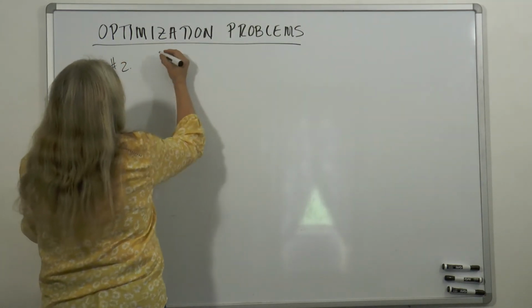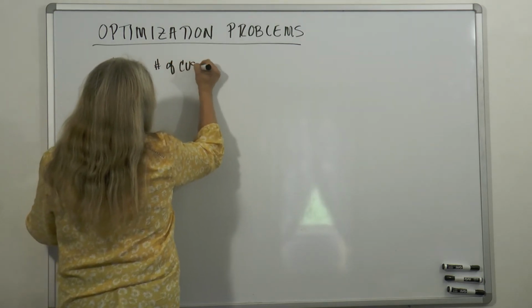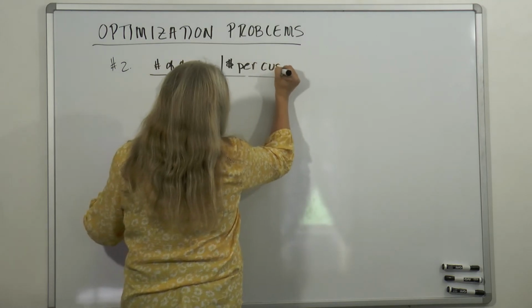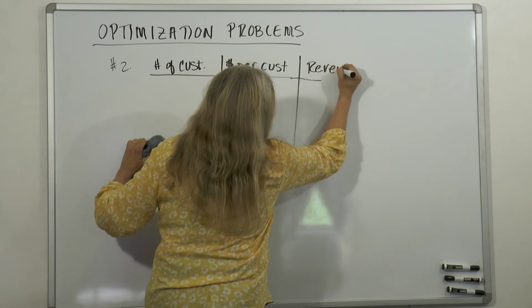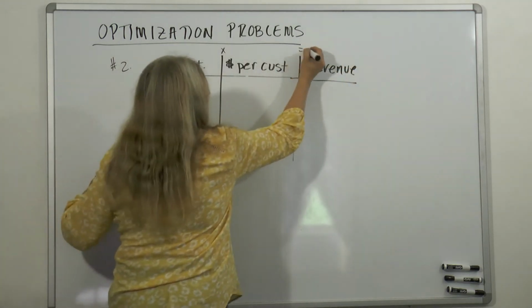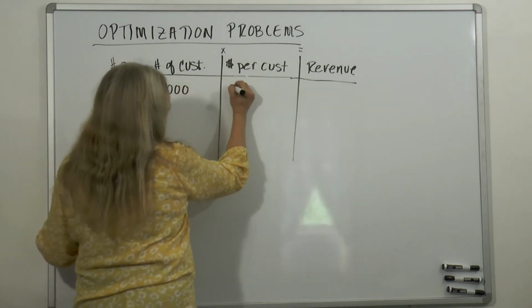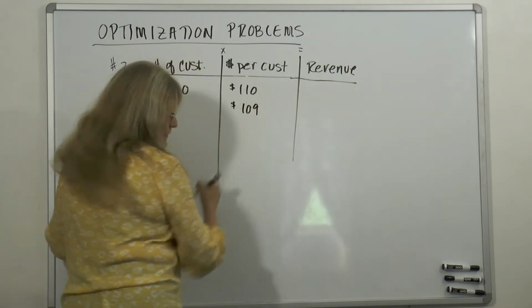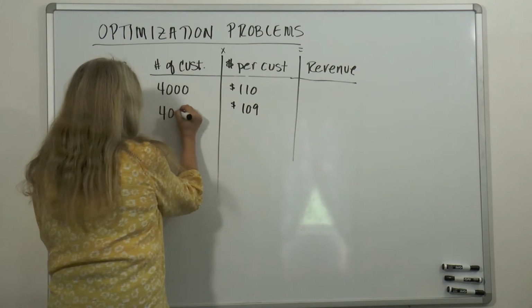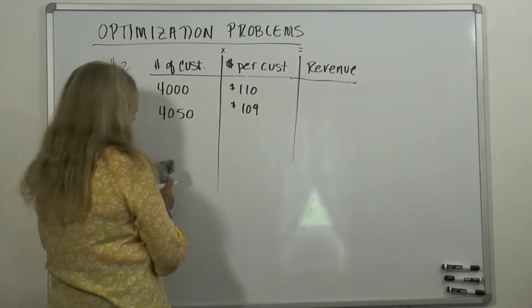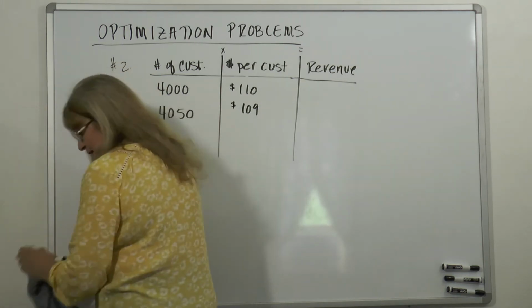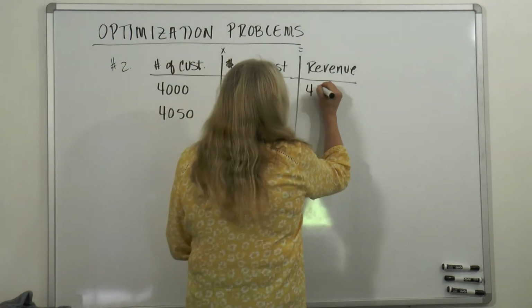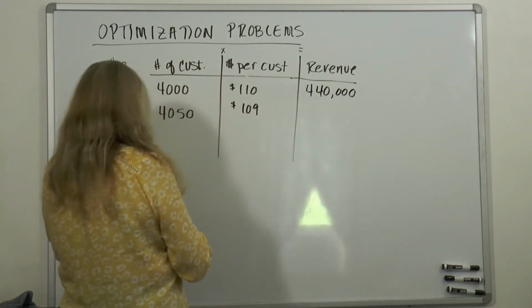Okay, so number 2. All right, so we have number of customers, and we have price per customer. And when I multiply those, I get the revenue. So that times that equals that. So we have 4,000 customers paying $110. Now for each additional dollar that I knock off, so if I charge $109, I'm going to have 4,050 customers. Okay, so now what we need to do is to write this as a function, so I don't have to do a whole bunch of multiplying. 4050 times 109.